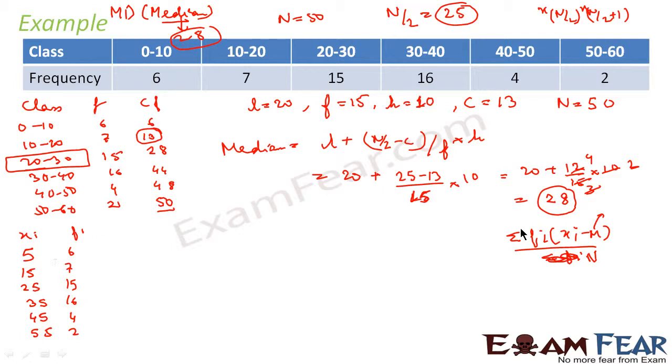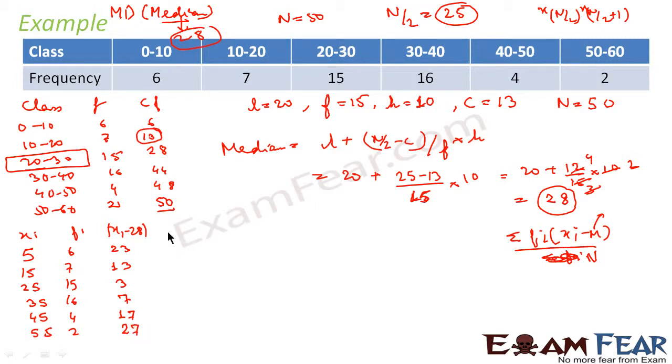Now the next step is we have to find mod of xi minus m, that is xi minus 28. 5 minus 28 is minus 23, and mod of minus 23 is 23. 15 minus 28 is minus 13, mod is 13. 25 minus 28 is minus 3, mod is 3. 35 minus 28 is 7. 45 minus 28 is 17. Similarly 55 minus 28 is 27.